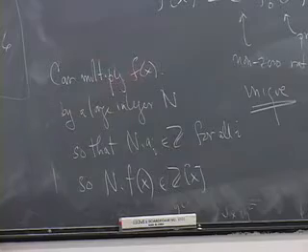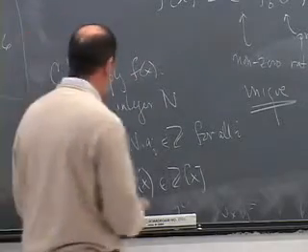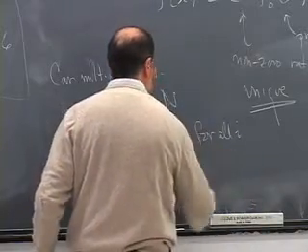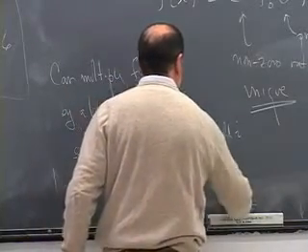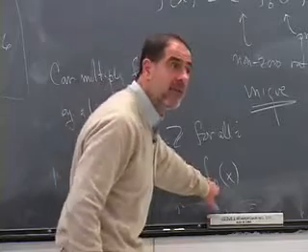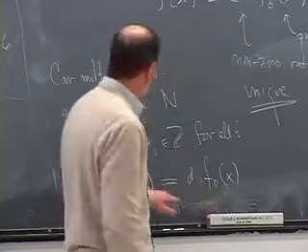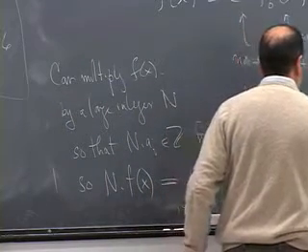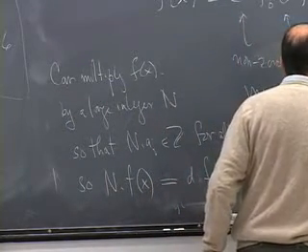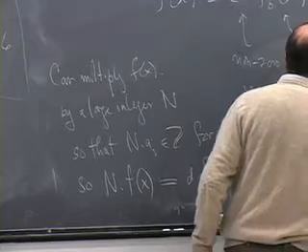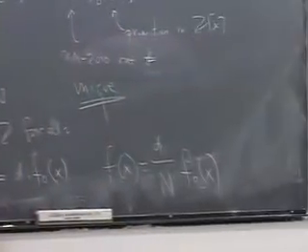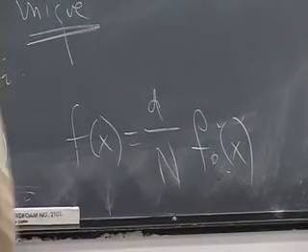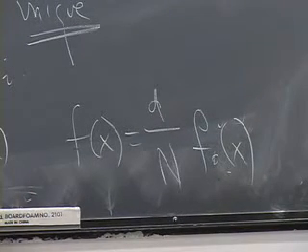Okay? And then I write that uniquely as d times f0 of x, where d is an integer and f0 is a primitive polynomial. And then I've got f of x written as d over n times f0 of x. So it's written as a rational number times a primitive polynomial. Okay? And then the only thing you have to do is check that this is unique. It's more or less obvious it's unique.